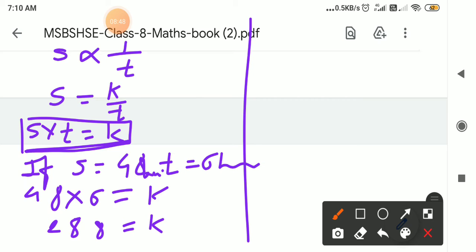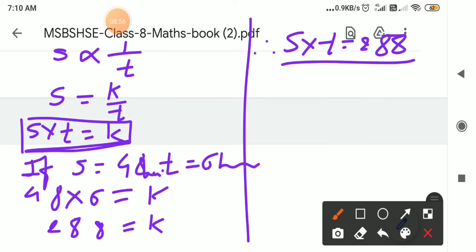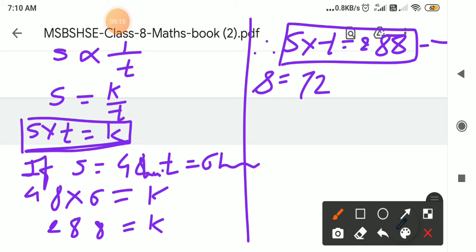Now find the equation of variation. Therefore S into T is equal to 288. This is the equation of variation. Now what do we have to find out? We have to increase the speed. How much? At first it was 48 kilometer per hour, and now it is 72 kilometer per hour, and time is equal to how much, that we have to find out.